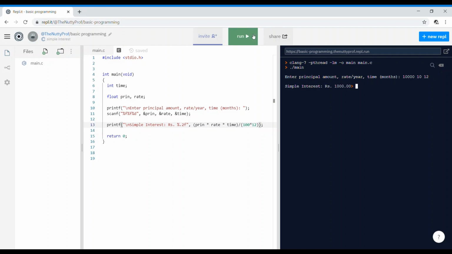So again, you should print the same interest. You can do it as half yearly, like 6 months: 10,000 and 10 and 6 months, and it will come up to 500. Thank you.